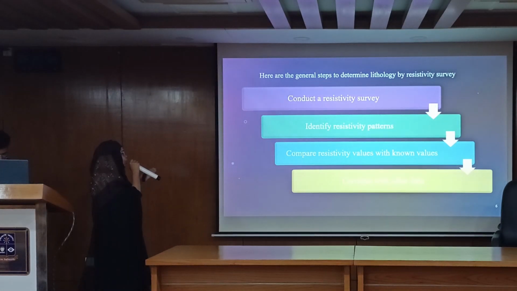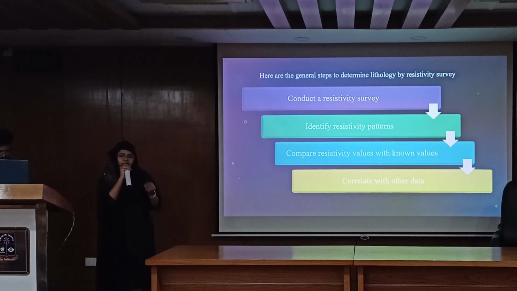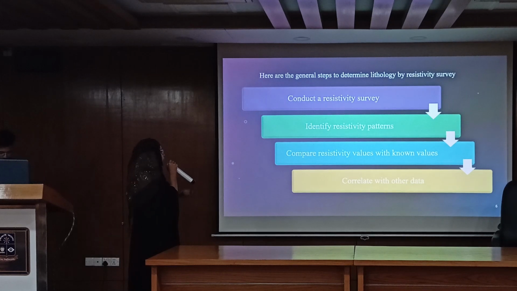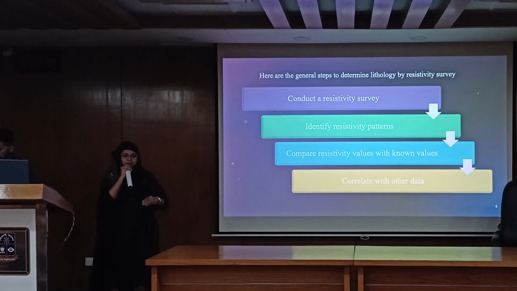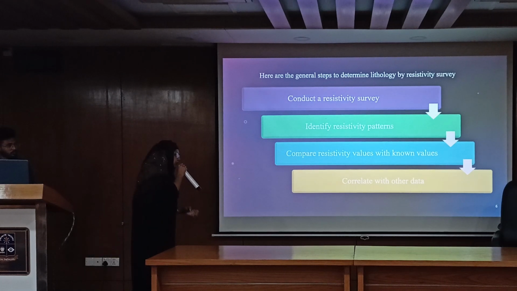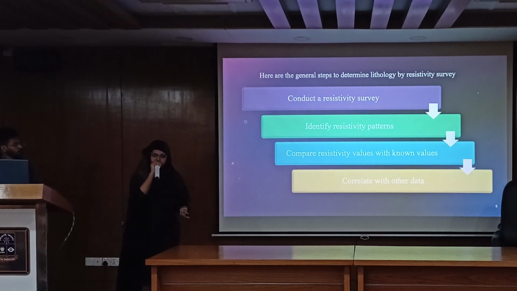The third step is comparing resistivity values with known values. The resistivity values we get from the survey can be compared with some known values of lithology. And the final step is correlating with other data. To confirm our survey and observation, we can correlate our data with existing data like geological maps, drilling logs, etc.